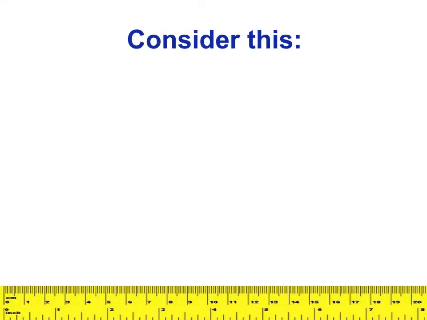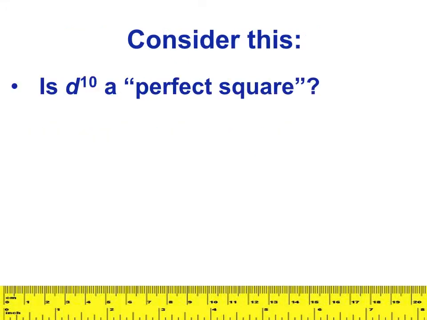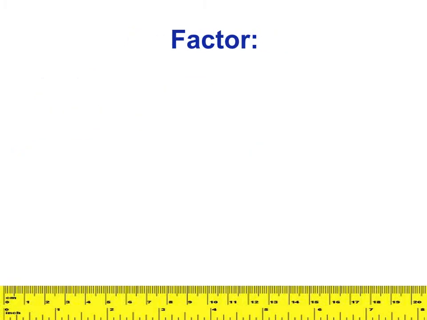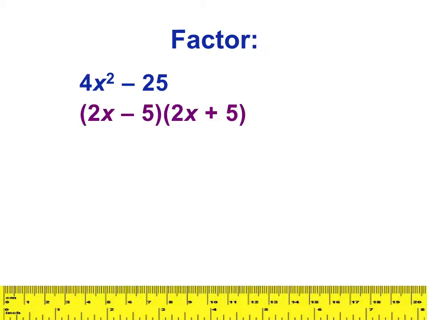Right, so let's consider, is d to the 10th a perfect square? Well, although 10 is not a perfect square, d to the 10th is, because it can be written as d to the 5th times itself. Turns out a variable raised to any even exponent is always considered to be a perfect square. So keep that in mind as we factor these examples. 4x squared minus 25, both terms are perfect squares. There's a minus sign separating them, so this factors nicely into 2x minus 5 times 2x plus 5.